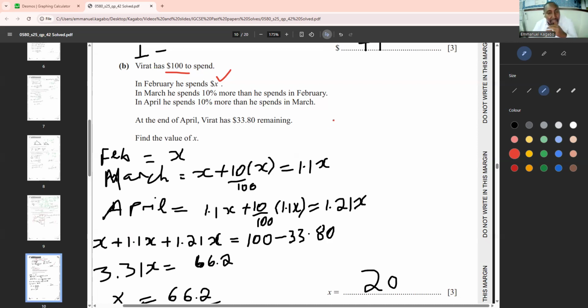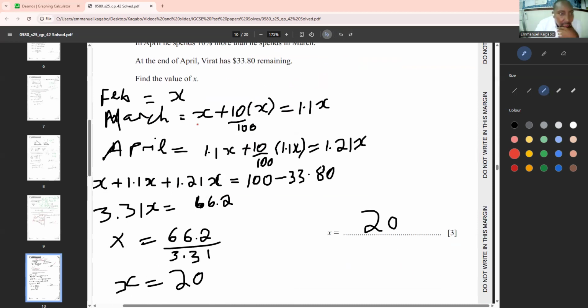For instance, I'm just giving an example, not in terms of percentage. He spent $10 in Feb. In March, he has to spend 10% more than what he spent, so he has to spend more than 10% of that. Okay? Let me do the question, because I don't want to confuse you more.